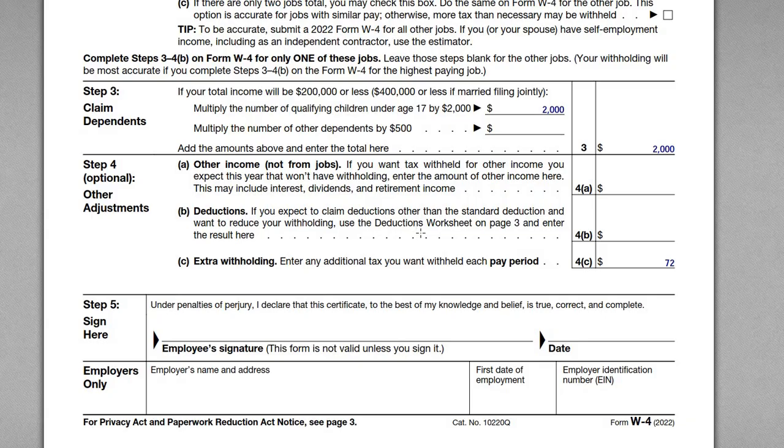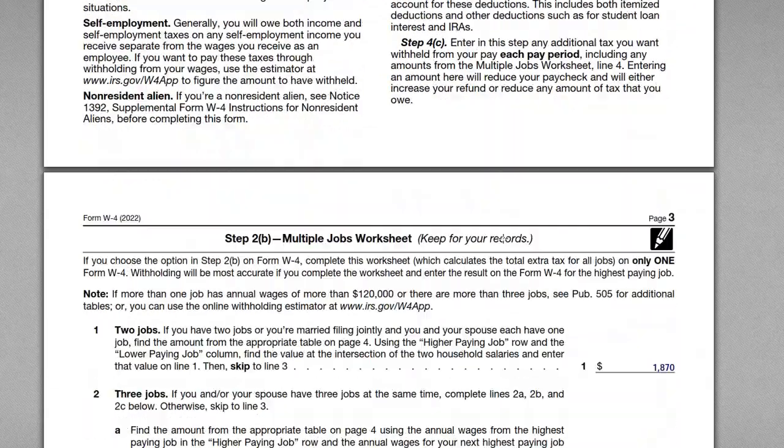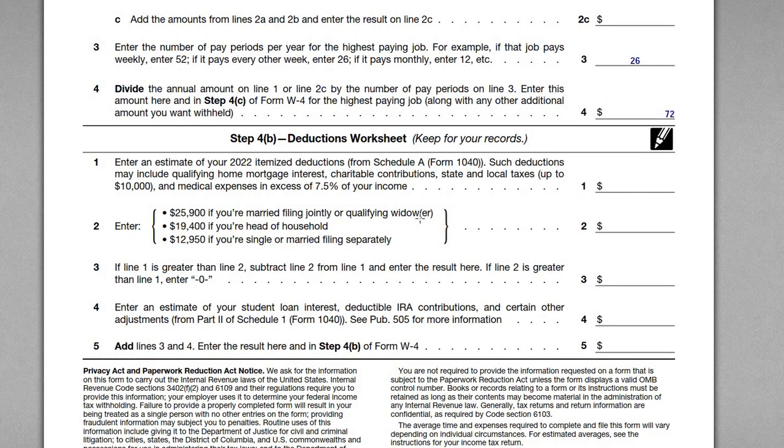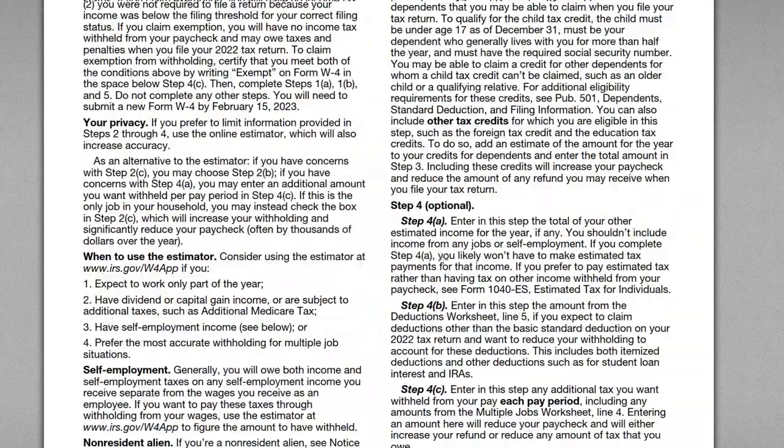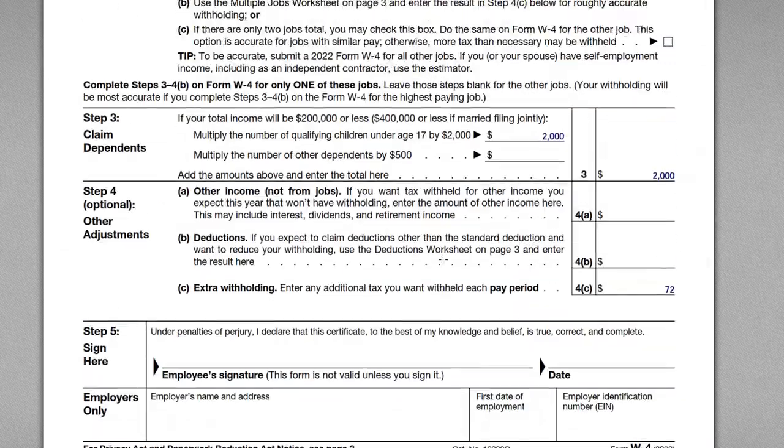If you are going to itemize the deductions, then go ahead and complete the worksheet down here on page 3 for the deductions worksheet. So you're allowed to factor in itemized deductions. And the reason why that's relevant is because if you have more itemized deductions that exceed the standard, then it's going to lower your tax liability or your taxable income at the end of the year. And so that should be factored into your withholding amount.